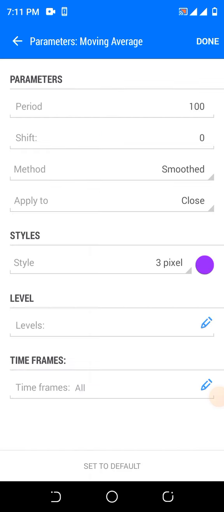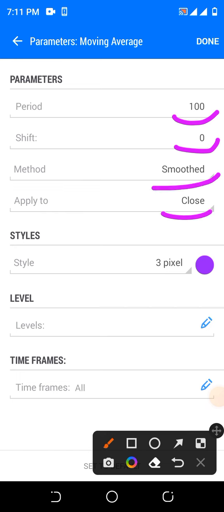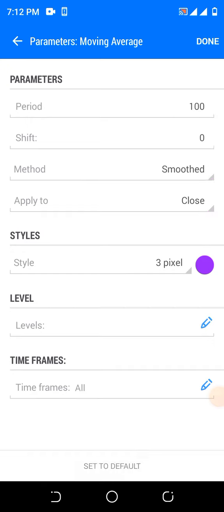Here, this is moving average. These are the settings for moving average. Period is 100, shift is 0, smoothing is the method, apply to close. You understand? So this is all about moving average. Once you are done setting up the moving average, you hit done.